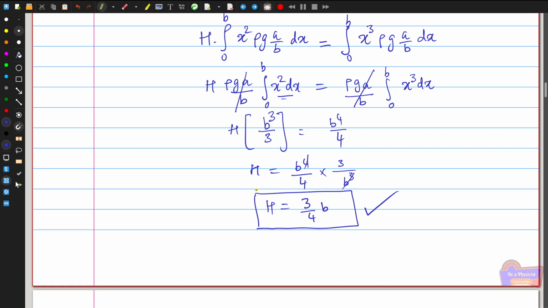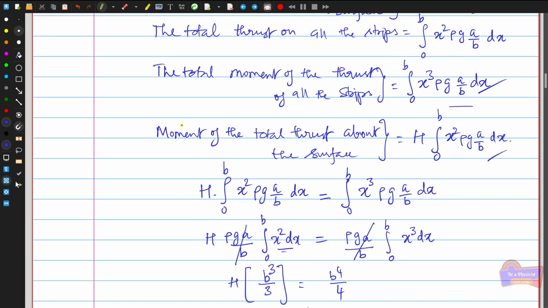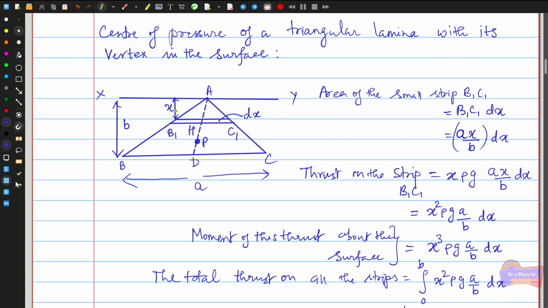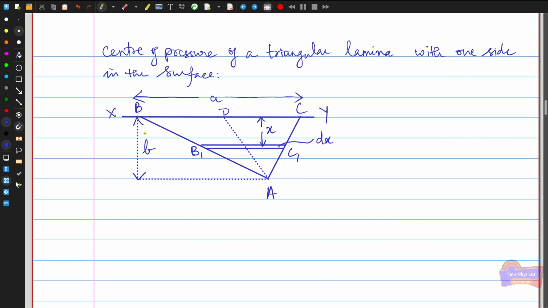Next we are going to consider another case, the center of pressure of the triangular lamina where one side of the triangle is on the surface and the vertex is immersed in the liquid. That is exactly opposite to the present case which we have considered. So now we consider this triangular lamina, where one side of the lamina is at the surface and the vertex is inside the liquid. And we are going to find out the center of pressure.